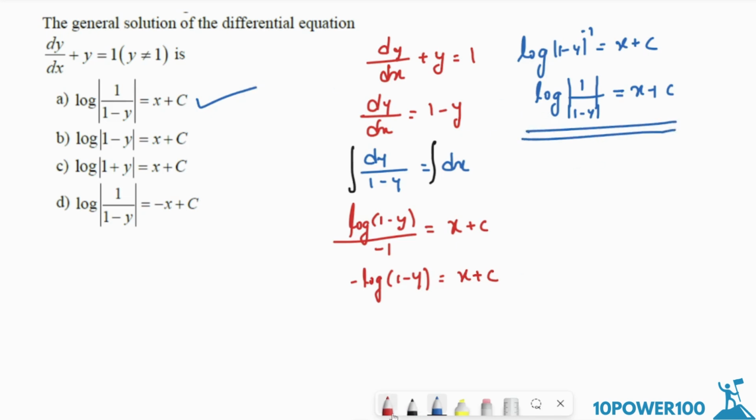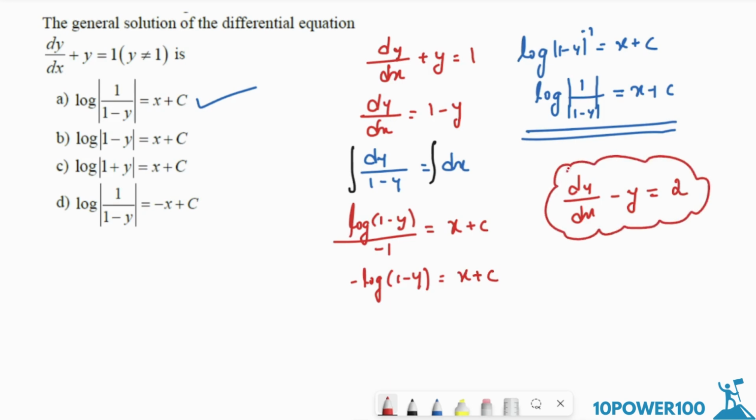So I want you to do something similar to this. dy by dx minus y is equal to, I'll give 2. So this is your homework question. Try it out, and if you get an answer, please comment in the comment section.